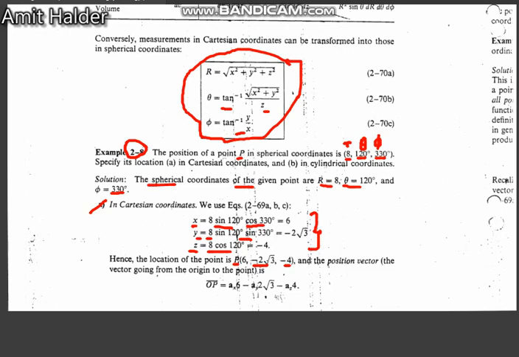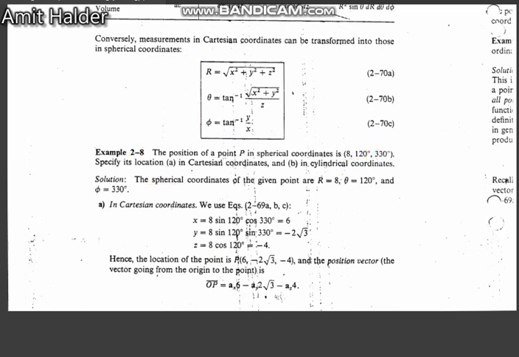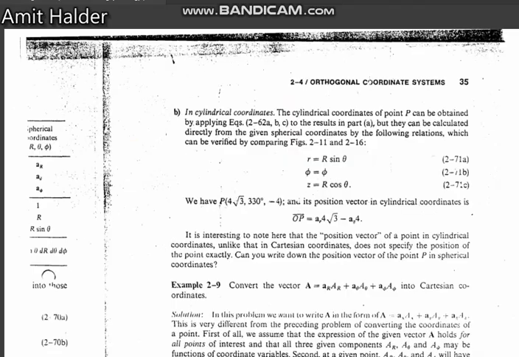And the position vector, the vector going from the origin to the point, is OP equal to 6 AX minus 2 root 3 AY minus 4 AZ. That is a position vector, with AX, AY and AZ. Just convert the location to the position vector. The mathematics will be like this. After that we will go to the next point. But if you know the equations, you can readily find it out.